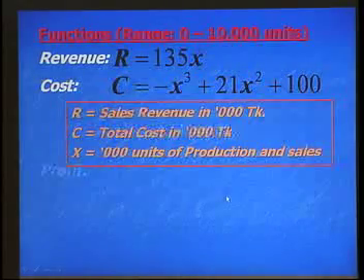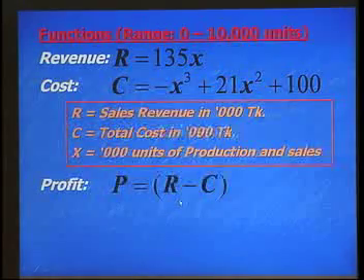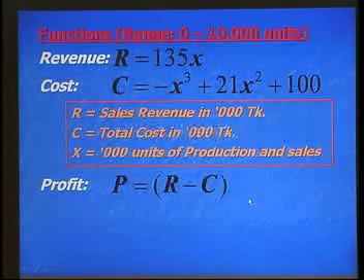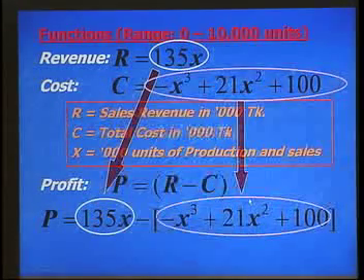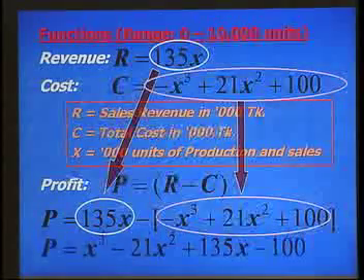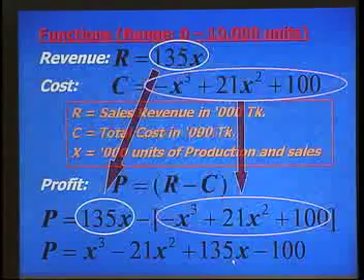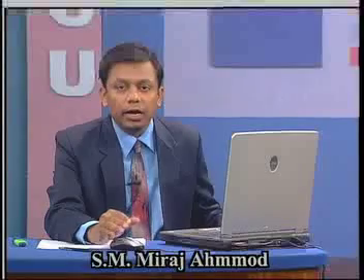Now, you know that profit is the difference between total revenue and total cost. Now, by putting the value of total revenue and total cost, we get the profit function, which will be P = x³ − 21x² + 135x − 100. Now, in order to get the number of units for which the profit will be maximized or minimized, at first we have to calculate the first derivative of the profit function.